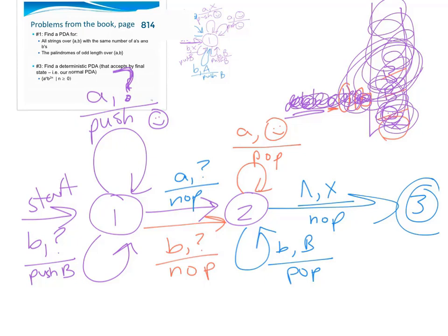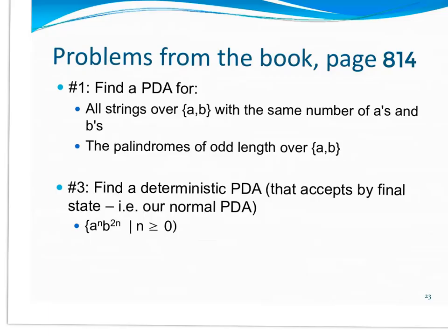Okay, so let me just clean up the screen a little bit. And let's do one more problem. And this problem says, find a deterministic PDA that accepts by final state. So this is in the book. Well, all of our PDAs accept by final state. That's how we're doing it. There are other ways, obviously, to represent PDAs, but for this class, we're just doing one that accepts if you get to the final state and you've processed your string.